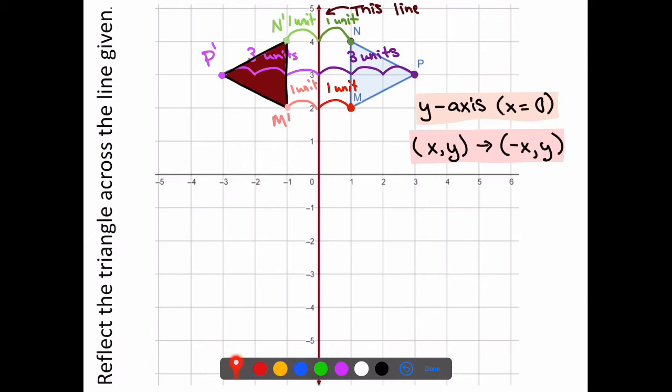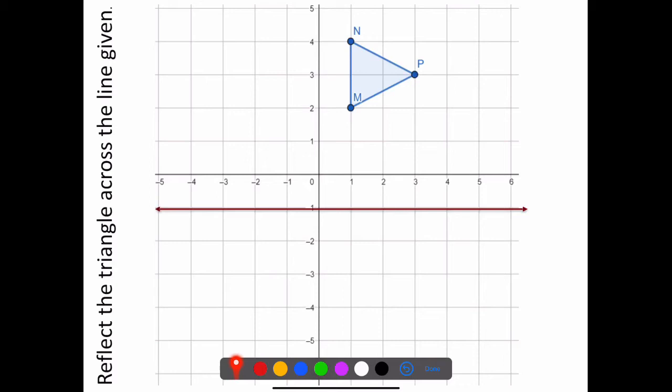All right, let's try out another. Go ahead and pause the video if you'd like and try and reflect it over this line here. This is the line y equals negative 1. All right, so for this one, again, I'm just going to count to my line of reflection. So for point M, I need to go down 1, 2, 3 units to get to our line of reflection. So M prime should be 1, 2, 3 units away.